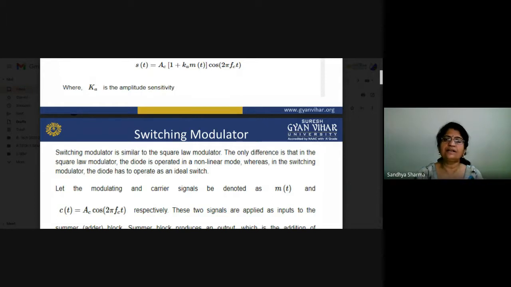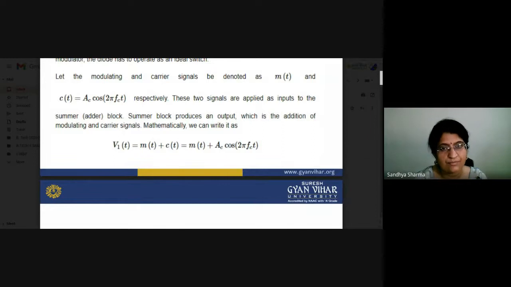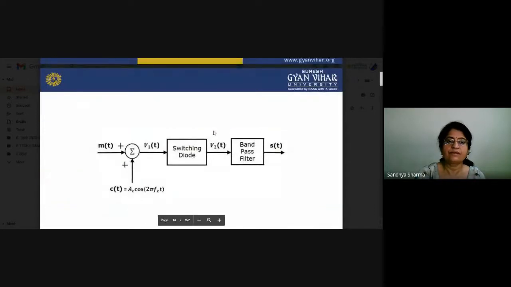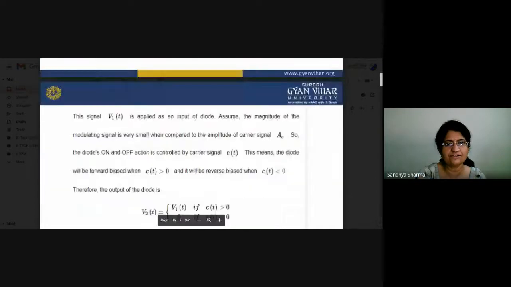Let the modulating and carrier signals be denoted as m(t) and c(t) respectively, and these two signals are applied as input to the summer block, and the summer block produces an output which is the addition of these two signals. So that is basically V1(t), equal to m(t) plus c(t), where the carrier signal is Ac cos 2 pi fc t. So m(t) plus c(t) is V1(t), which goes to the switching diode and then the band pass filter. Now V1(t) is applied to the switching diode, and we will see what happens in it.